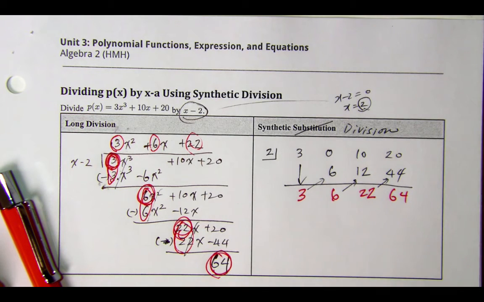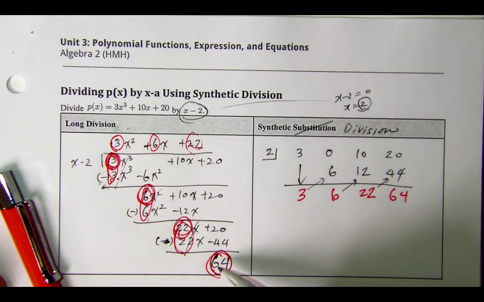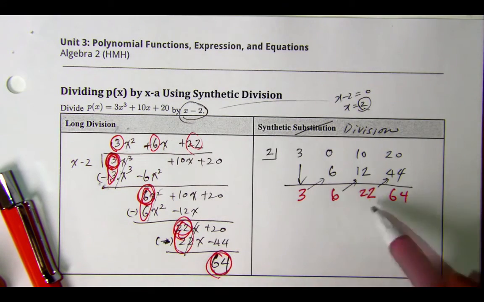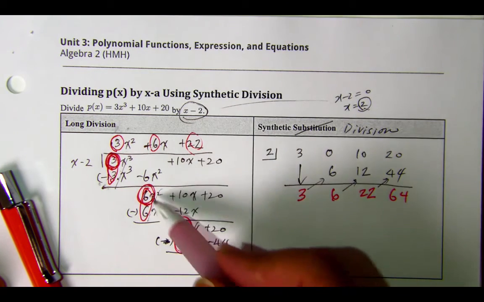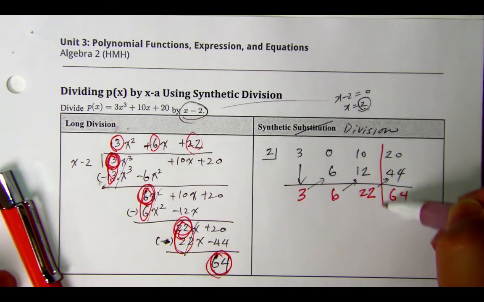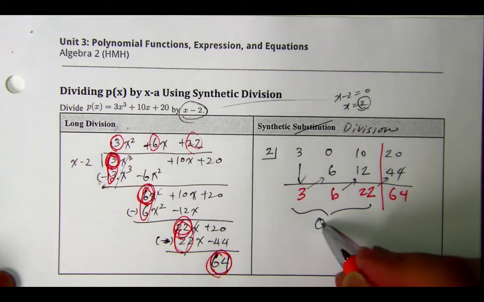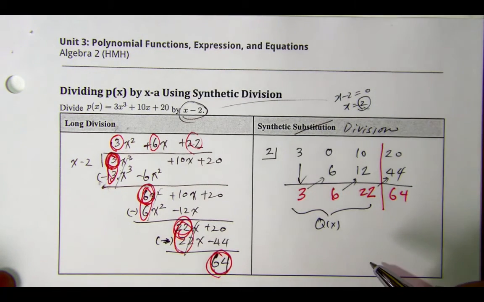So synthetic division does the same thing that long division does without the need to write down all the variables. You just write down the leading coefficients of each right here. So what that means is that you draw a line over here, and this right here represents the q of x, the coefficients of q of x.